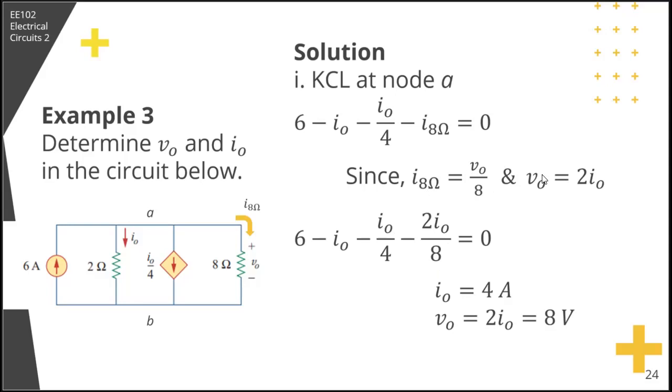Okay? The reason I did that is so that in this equation only IO remains. So it reduces to 1/4 plus 1/4 is 1/2, then plus 1, so 1 and 1/2. Then when you solve that, you get IO is equal to 4 amperes. Then VO is equal to 2IO, that's 8 volts.